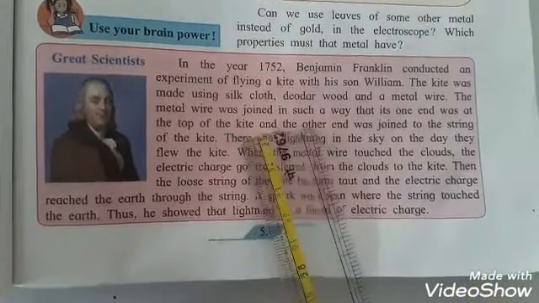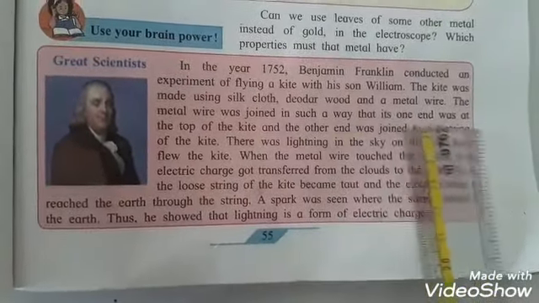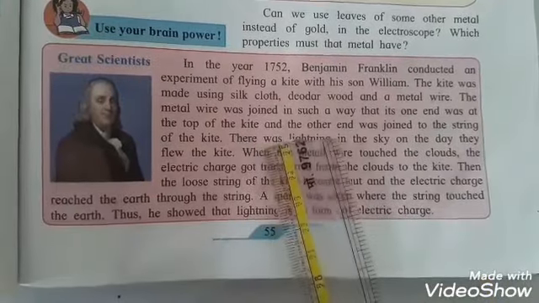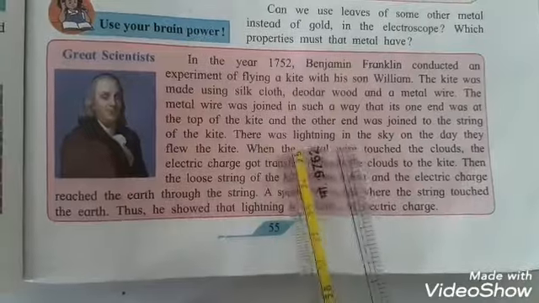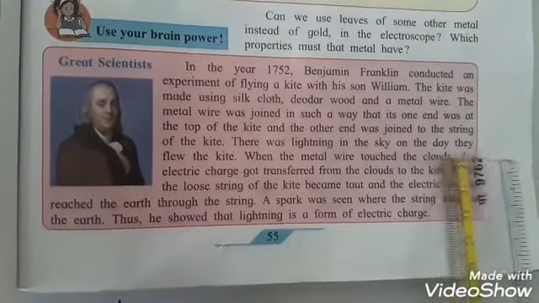The metal wire was joined in such a way that its one end was at the top of the kite and another end was joined to the string of the kite. There was lightning in the sky on that day.